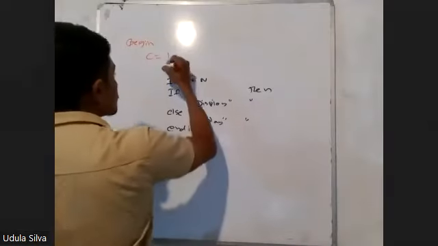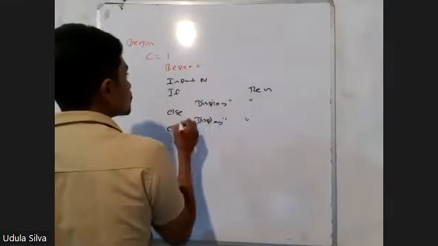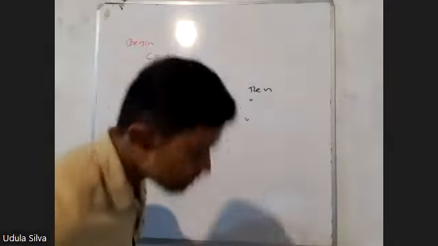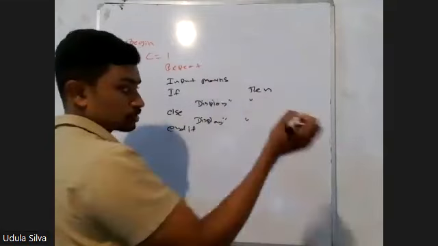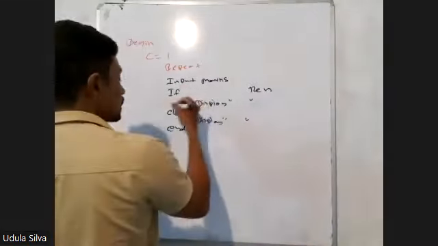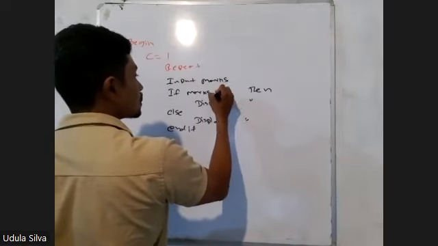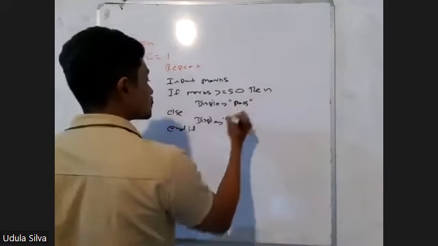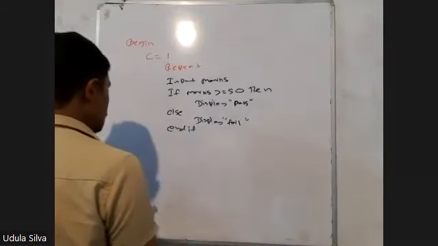Right. C equals 1. Repeat. Input another marks. Marks, or M, whichever variable you have used. If marks greater than or equal to 50, then display pass. Else display fail. Right? In the figure, right?